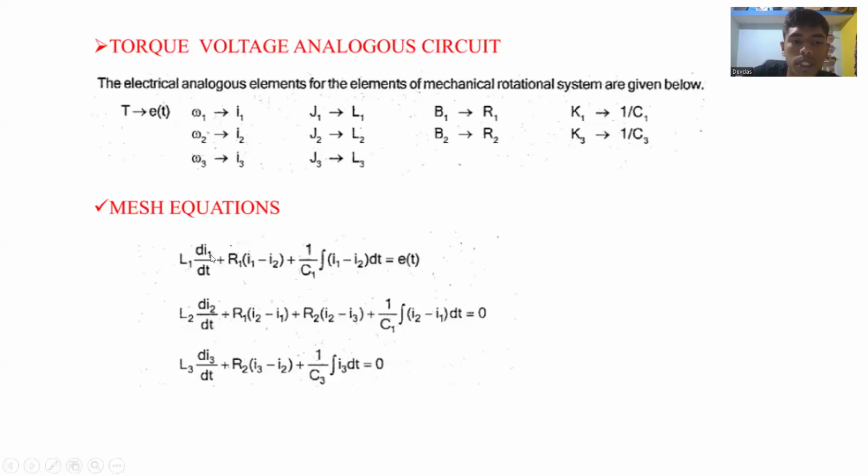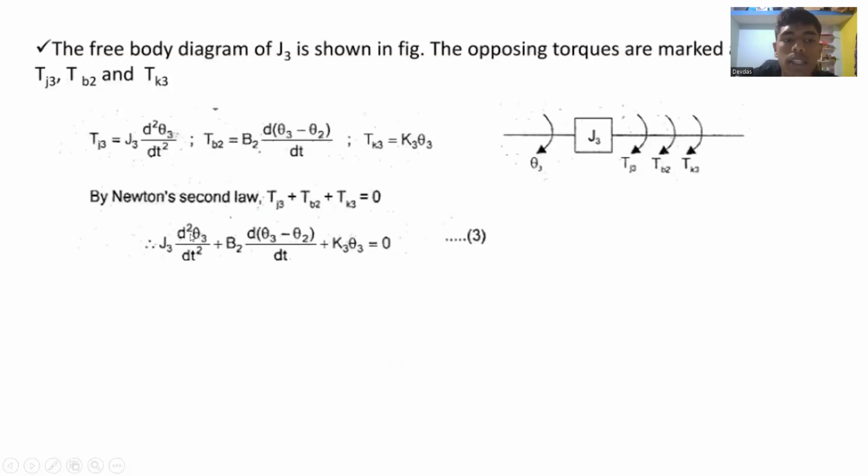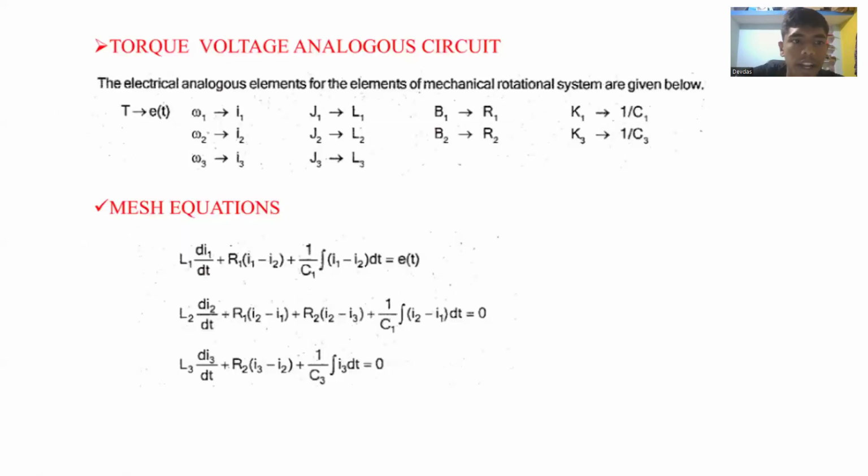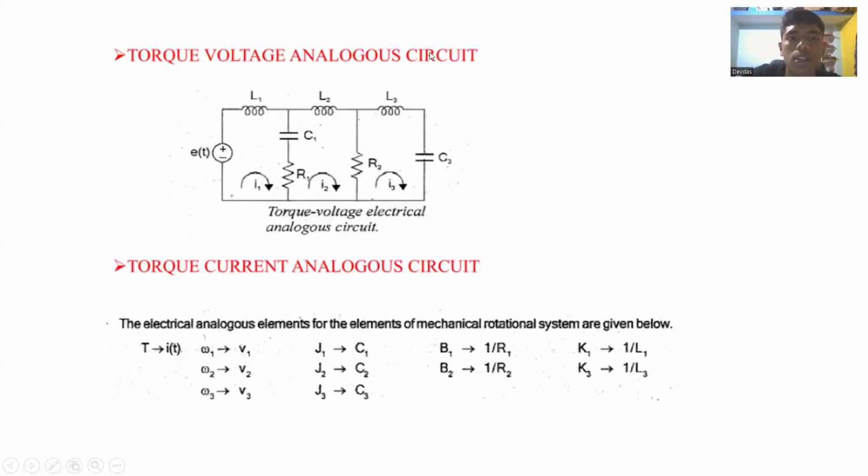And we need to remember one more thing, that you can see that it was d squared theta by dt squared. We know that d theta by dt is d omega by d theta, which is nothing but di. So you take it as di by dt. So you can see that this is the respective voltage analogous circuit for the respective mechanical system.